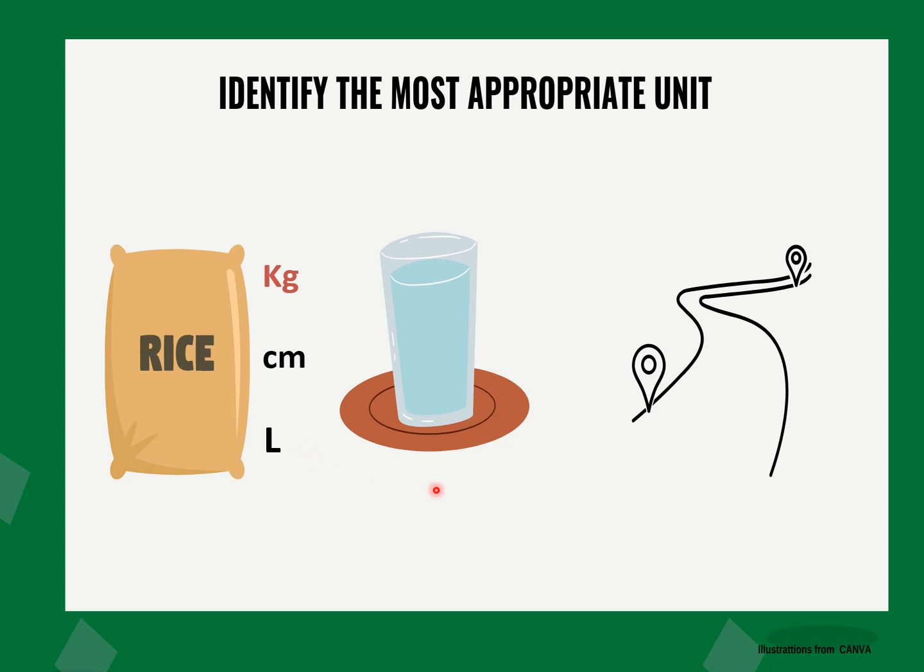Number 2. A glass of water. Is the appropriate unit grams, meter, or milliliter? The answer is milliliter. Gram is for mass and meter is for length. Milliliter is for capacity.